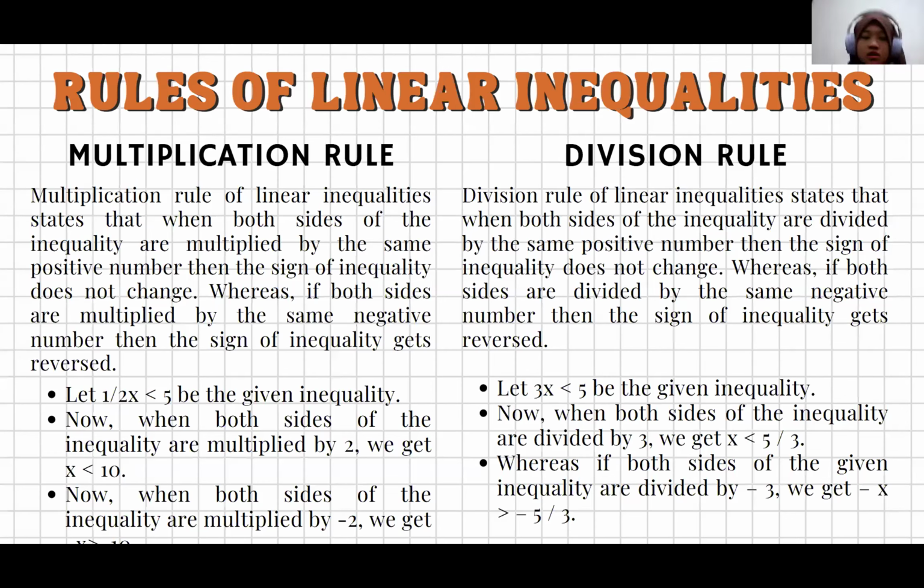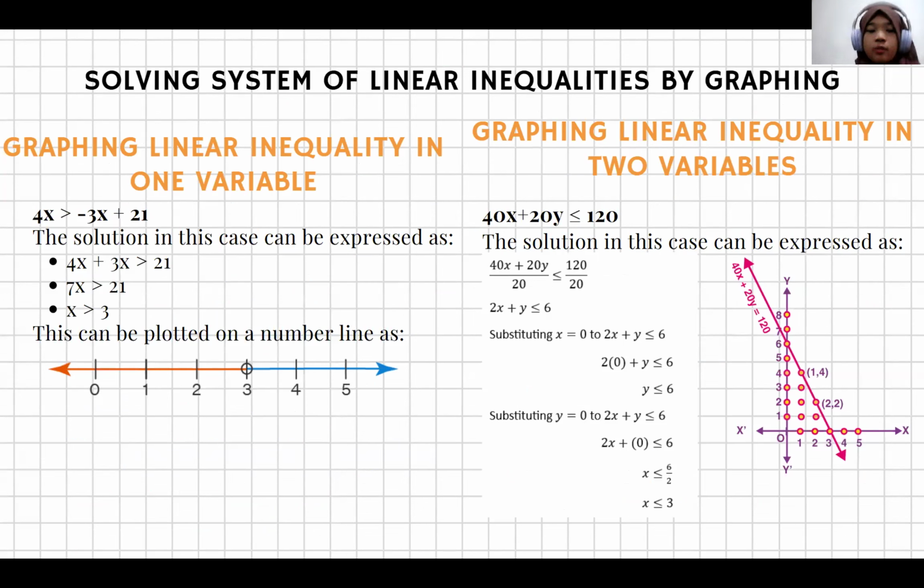Okay. So the next is solving system of linear inequality by graphing. This is one in the one variable and the second one in the two variable. So for the first one, there is an inequality expression: 4x is greater than negative 3x added to 21. The solution can be expressed as 4x added to 3x, and the sum is greater than 21. So we got 7x is greater than 21. So we have to divide it by 7 on both sides. So we got x is greater than 3.